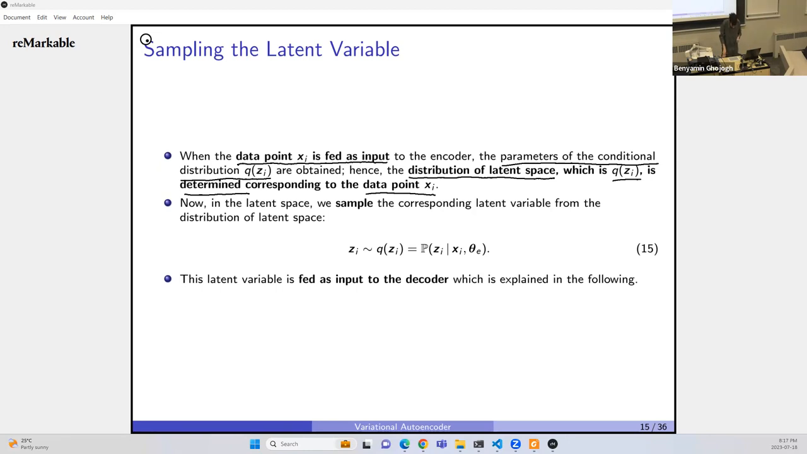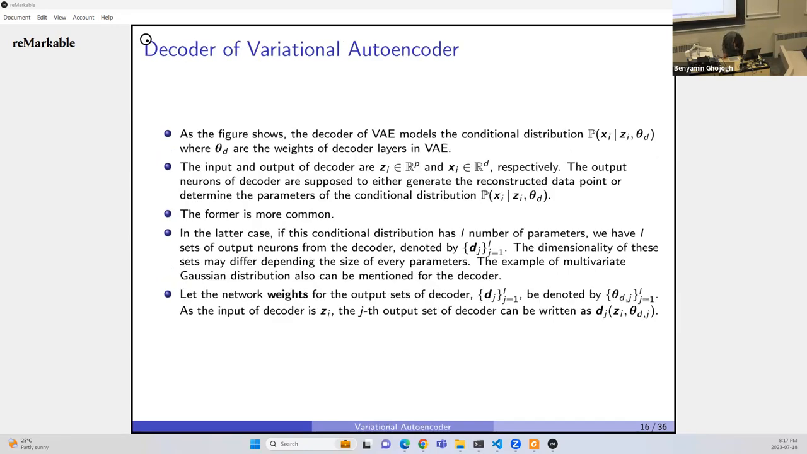Okay. So zi is sampled from this distribution determined by the encoder. Then zi is fed as input to the decoder. Let's talk about the decoder now. The decoder models the probability of xi given zi and theta d. Theta d is the weights of the decoder, the parameters. As you see, in variational inference we had theta as a parameter of a distribution; here theta becomes the weights of the neural network. The input of the decoder is the p-dimensional zi, and the output is the d-dimensional xi. Okay, obvious.